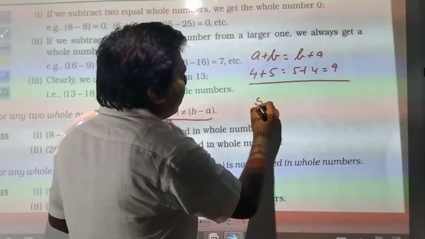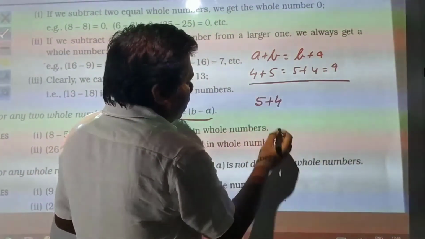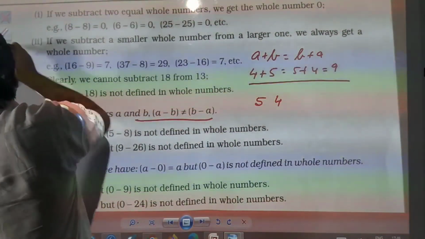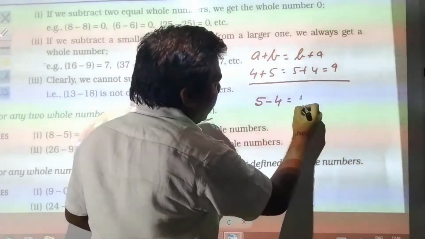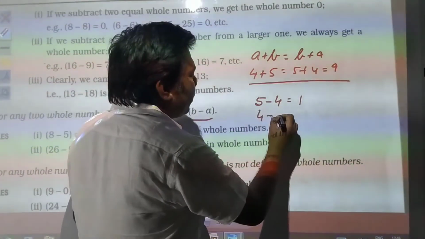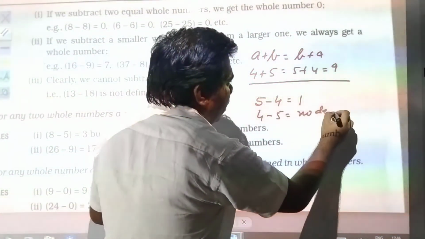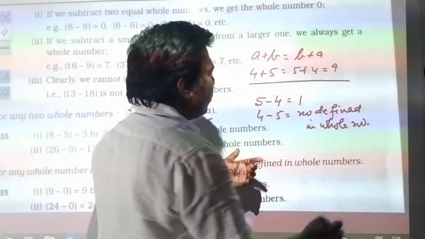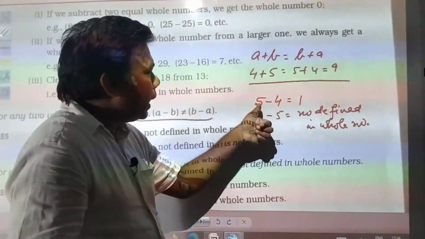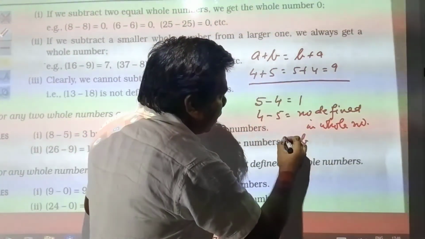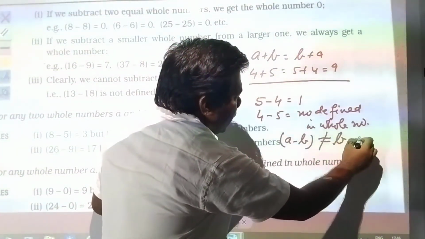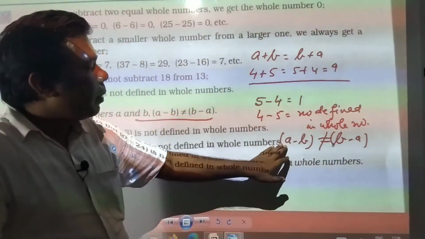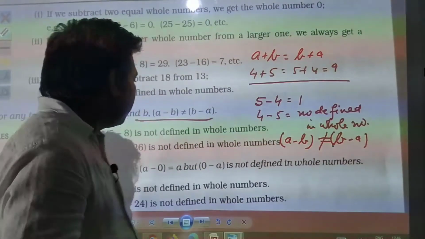Here you see, suppose 5 minus 4 is equal to 1, but 4 minus 5 is not defined in whole numbers. That is not possible. 4 minus 5 is not possible. So clearly A minus B cannot be equal to B minus A. That you need to remember. In subtraction of whole numbers, A minus B cannot be equal to B minus A.